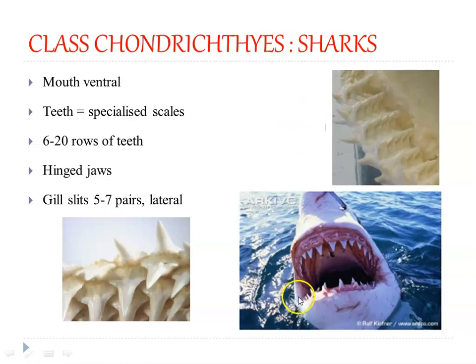The jaws are hinged, and one jaw moves with respect to the other. You can see all along the inner part of the jaw the teeth, and they are in multiple rows, isn't it? Over here there are multiple rows, 1, 2, 3, 4, 5, so there are plenty of rows of teeth. And as we have already seen, the teeth are actually modified placoid scales, isn't it? So these teeth get replaced.